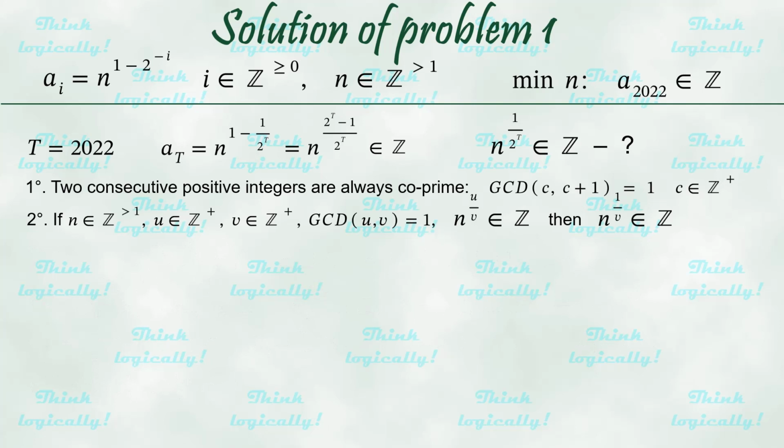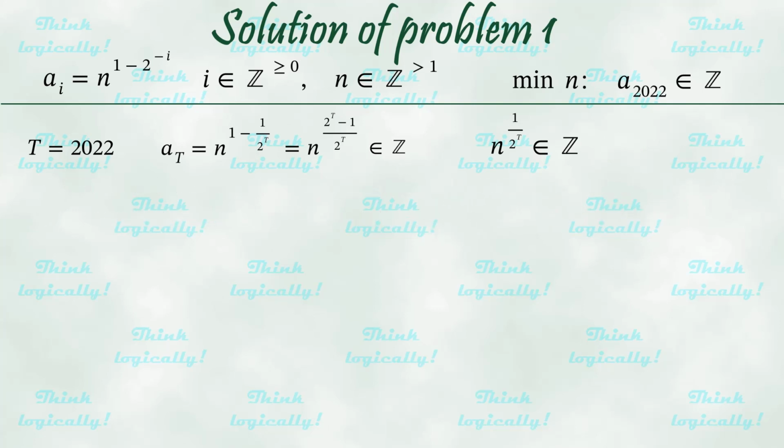The rest is straightforward. 2 to the power of t minus 1 and 2 to the power of t are two consecutive positive integers. Therefore, according to statement 1, they are coprime. Then, from statement 2, it follows that n to the power of 1 over 2 to the power of t is an integer. So, the question mark may be removed, along with the statements which have completed their proud mission. And you have a chance to complete the solution on your own.